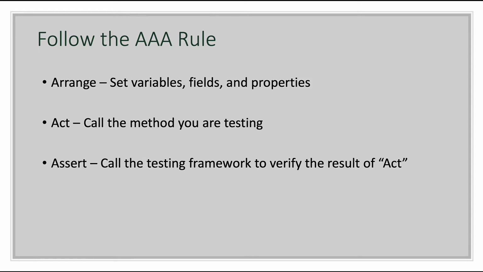Follow the AAA rule. AAA stands for arrange, act, and assert. It's a general pattern for writing individual tests to make them more readable and useful. First you arrange. In this step, you set things up to be tested. You set variables, fields, and properties to enable the test to be run, as well as define the expected result. Then you act. That is, you call the method that you are testing.